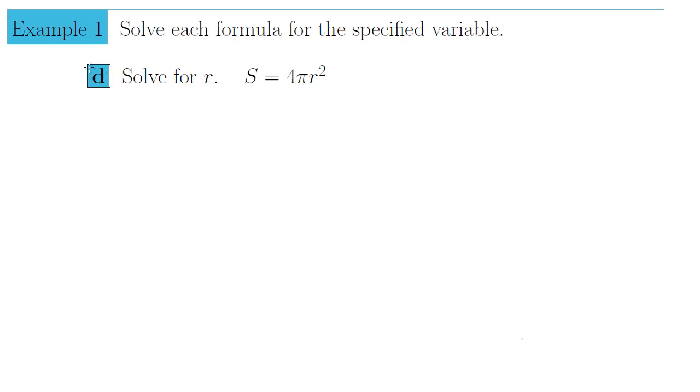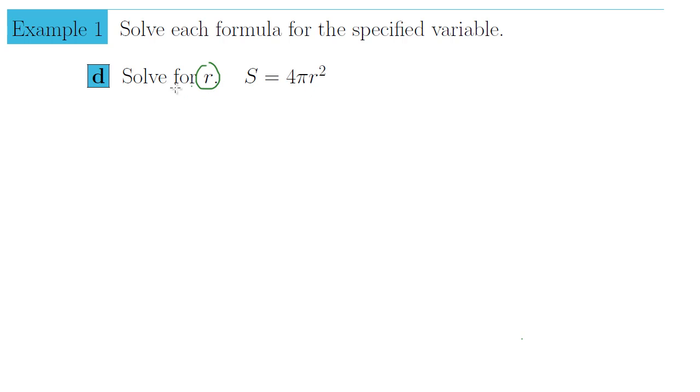Alright, so here's our last part for example 1. We have a new formula, s equals 4 pi r squared. And this is again an actual formula you might run into. It describes the surface area of a sphere. But it doesn't really matter right now. Right now we're focusing on solving this formula for r.